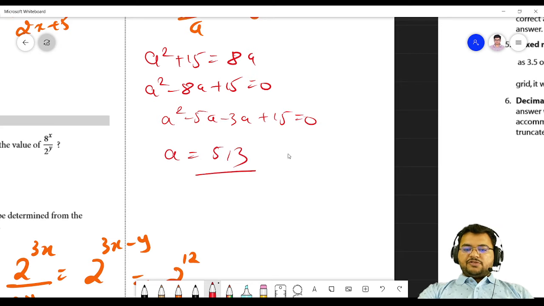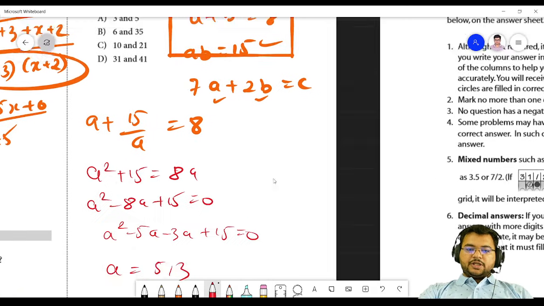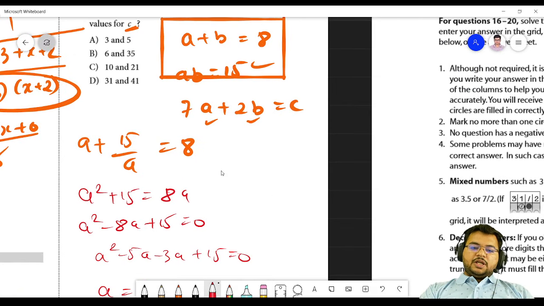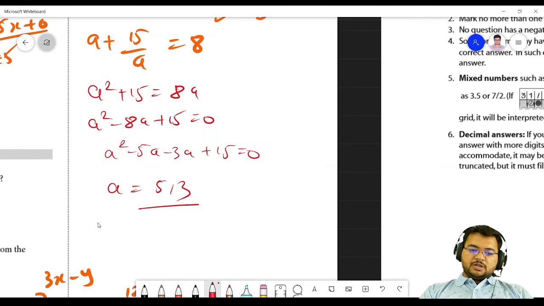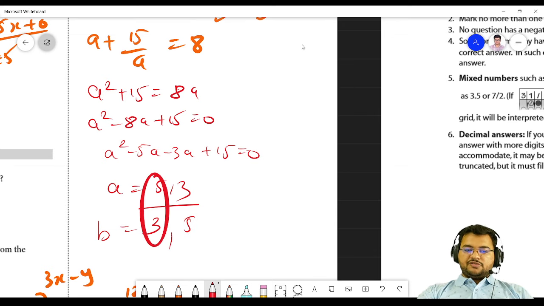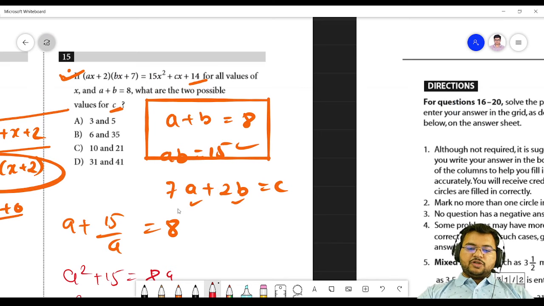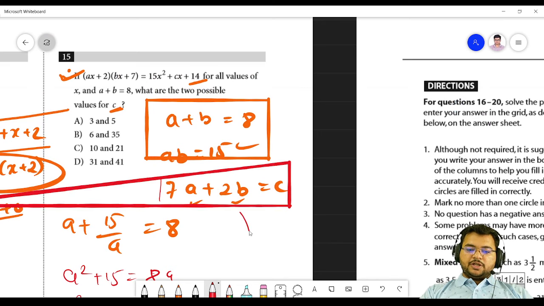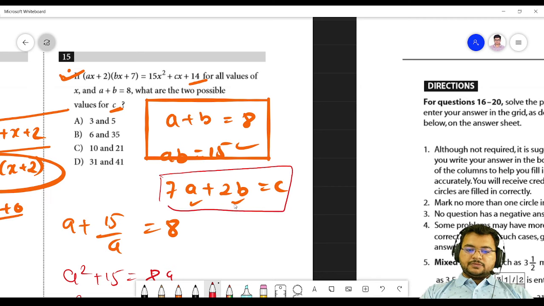Okay, so a is 5, 3. If a is 5, then b will be 3, and if a is 3, then b will be 5. We'll first put 5 and 3 in the equation and try to see if we are getting any answer. So I will put a as 5 and b as 3 in this equation, and I will get c equals 7 5s are 35 plus 2 3s are 6, which equals 41.